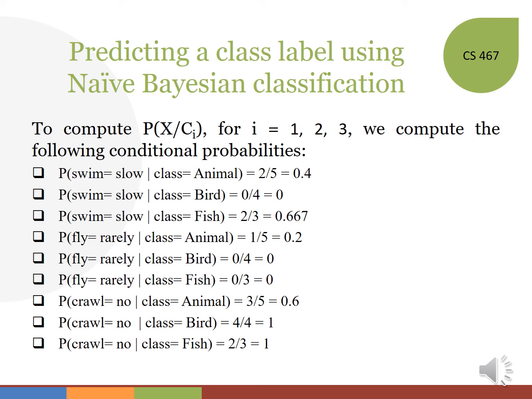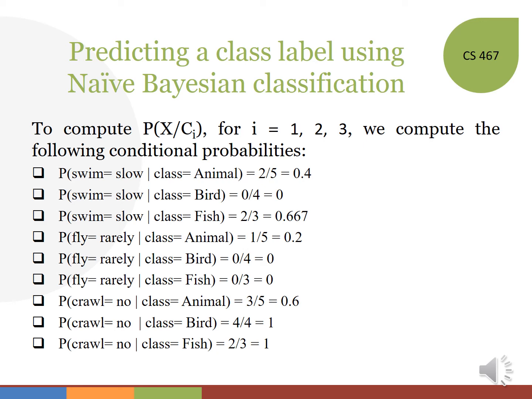Similarly, P of swim equal to slow given class equal to bird is 0, and P of swim equal to slow given class equal to fish is 2 by 3. Now we compute the conditional probability for the next attribute, fly with value rarely. P of fly equal to rarely given class equal to animal is 1 by 5, the probability of fly equal to rarely given class equal to bird is 0, and the probability of fly equal to rarely given class equal to fish is also 0.